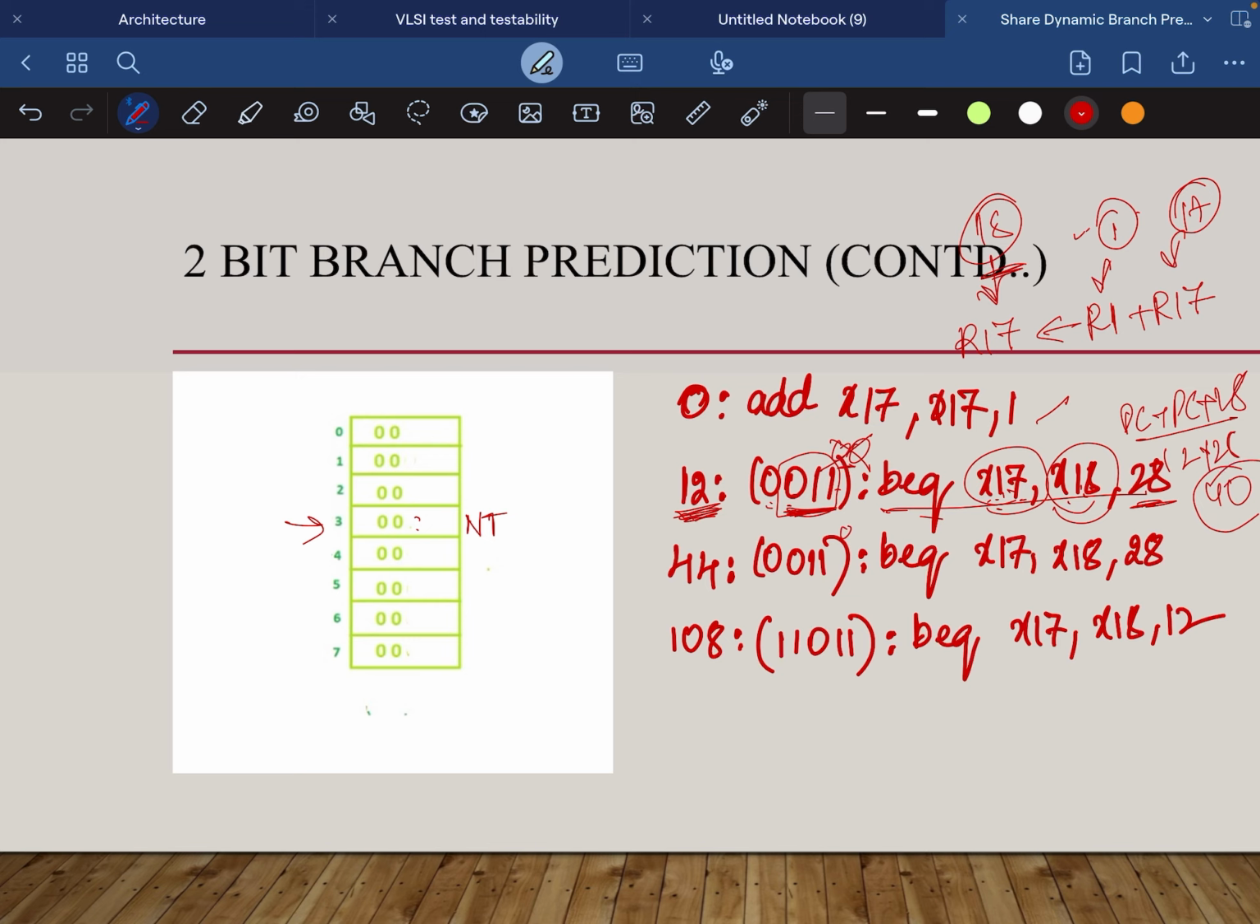So this should be the address of the next instruction. But since the branch history table has predicted not taken, it goes to the address 16. So in the execution phase, the actual outcome is given as taken, which is against the predicted outcome. So the value in this branch history table is changed from 0, 0 to 0, 1.